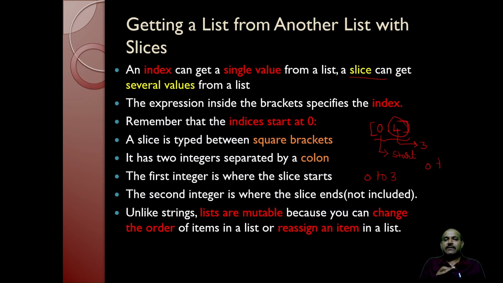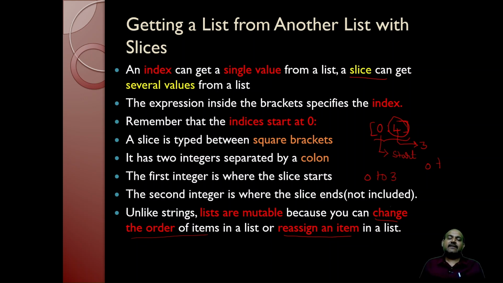Unlike strings, which are immutable, lists are mutable. Mutable in the sense they can change the order. They can change the order of the items, or in other words, you can reassign the items, you can modify the items in the list. Hence lists are said to be mutable in nature.